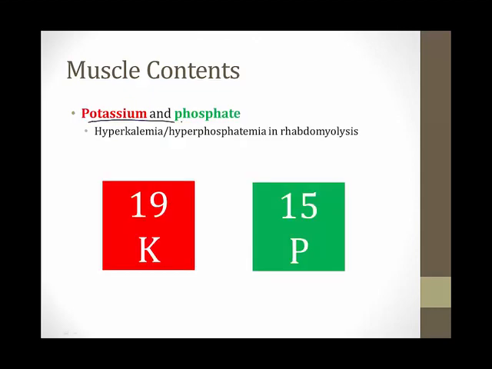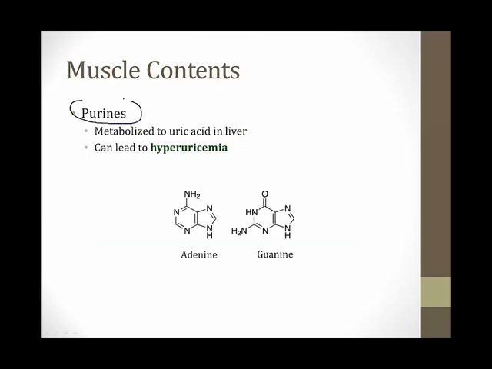There's lots of potassium and phosphate inside your muscle cells, and for this reason, in rhabdomyolysis, when there's muscle damage, hyperkalemia and hyperphosphatemia are very common. There are also lots of purines found inside of muscles. Purines are bases like adenine and guanine that are used to form nucleic acids. These bases will spill into the tissue and plasma, and they will be metabolized to uric acid in the liver, and for this reason, rhabdomyolysis often results in hyperuricemia.